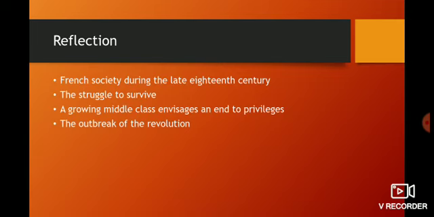So this created a new group called the middle class. The two estates in French society had some privileges, right? They did not pay tax, right? Those privileges came to an end through these middle class people.